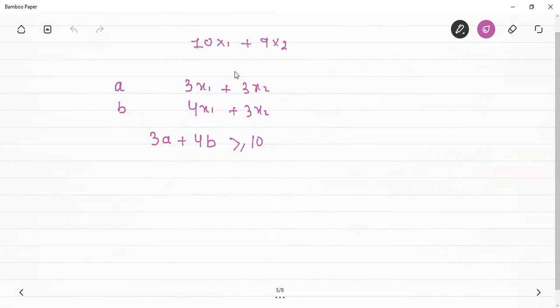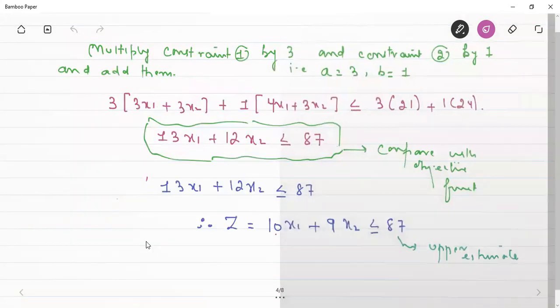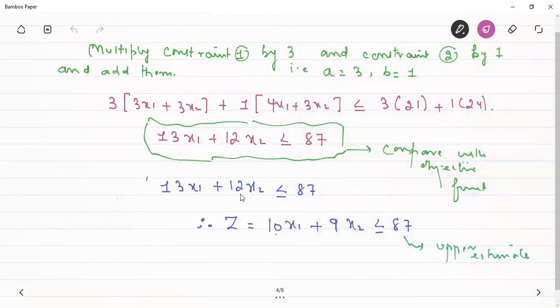Similarly, I can say that the coefficient of x2 can't be less than 9. Okay, see here, the coefficient of x2 is 12. So if I'm trying to bring the coefficient of x2 close to 9, I have to bring it at least to 9. It can't go less than 9, because I won't be able to compare the objective function then. Okay, so how much can I reduce 13? I can reduce 13 to 10.